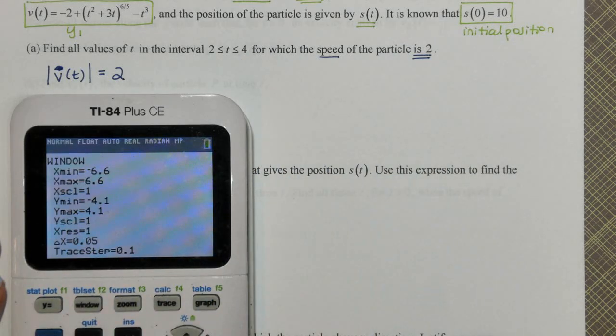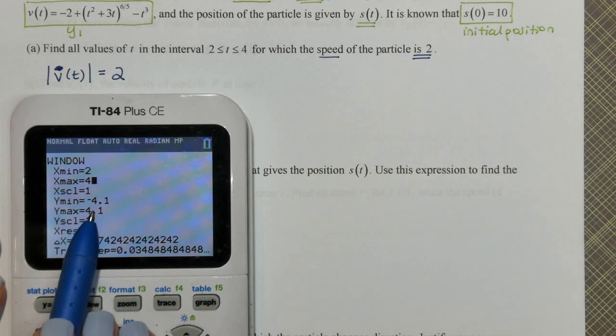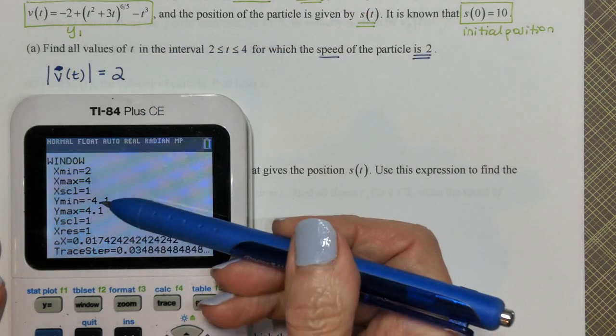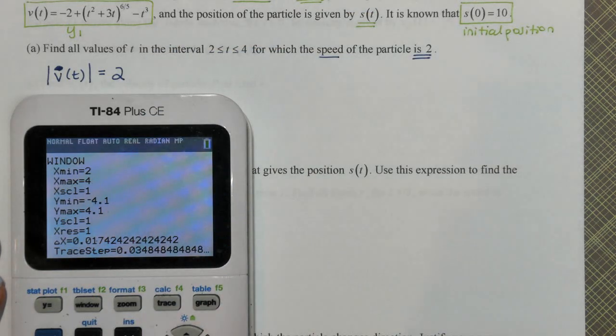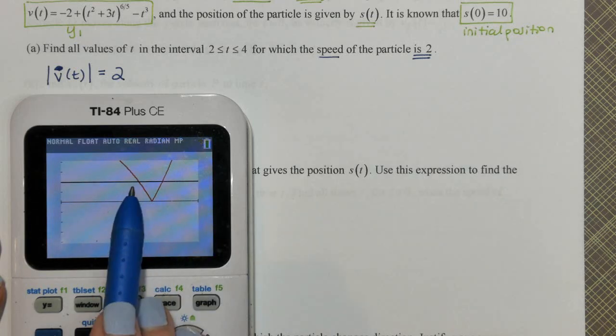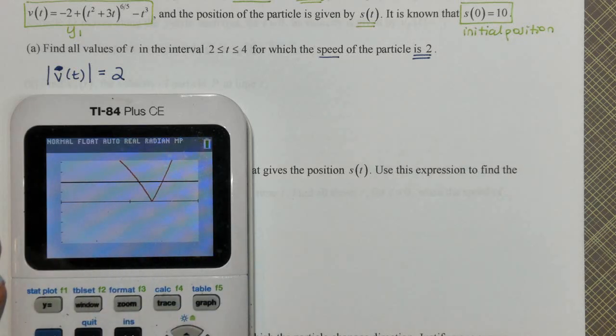So 2 and 4. For my ymin and ymax, I need to make sure that it includes 2. And 2 is between -4 and 4, so I think I'll just leave it like that. So there's speed, and there's 2. Obviously, we have 2 times where the speed is 2. Let's go find those. Second calc 5, enter, enter, enter. You know you're done when you see the word intersection.